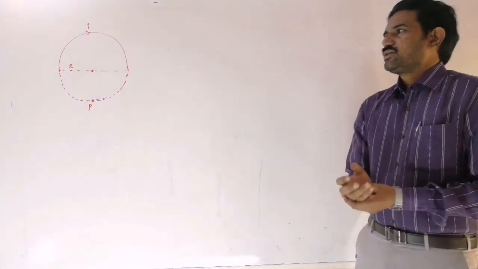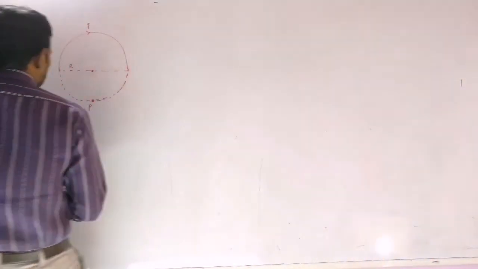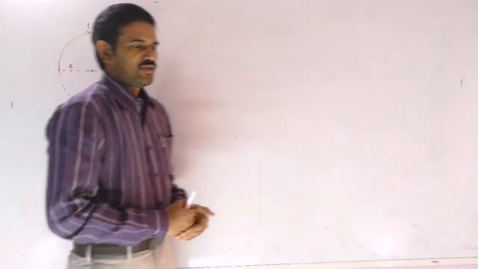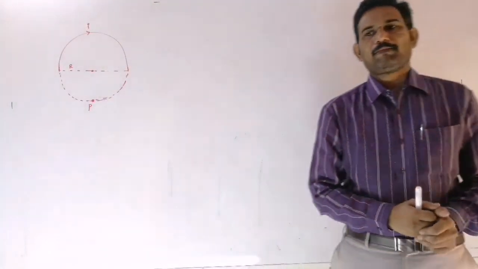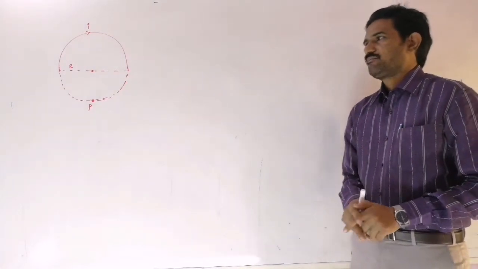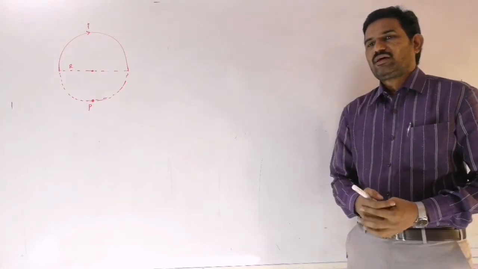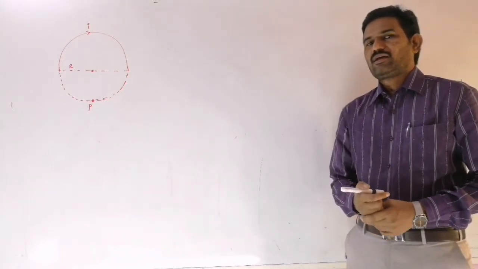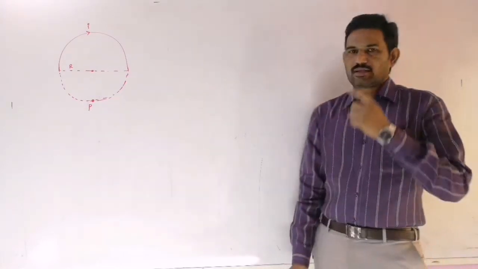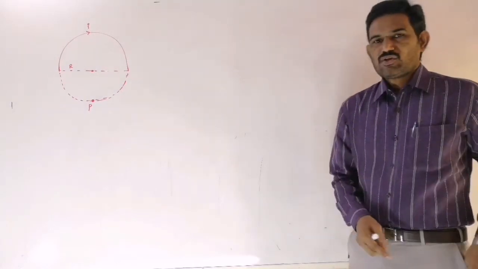A current I is flowing in a semicircle of radius R. Find the magnetic field at the point P, lying on the circumference of the circle as shown. Right? So this is our point here.